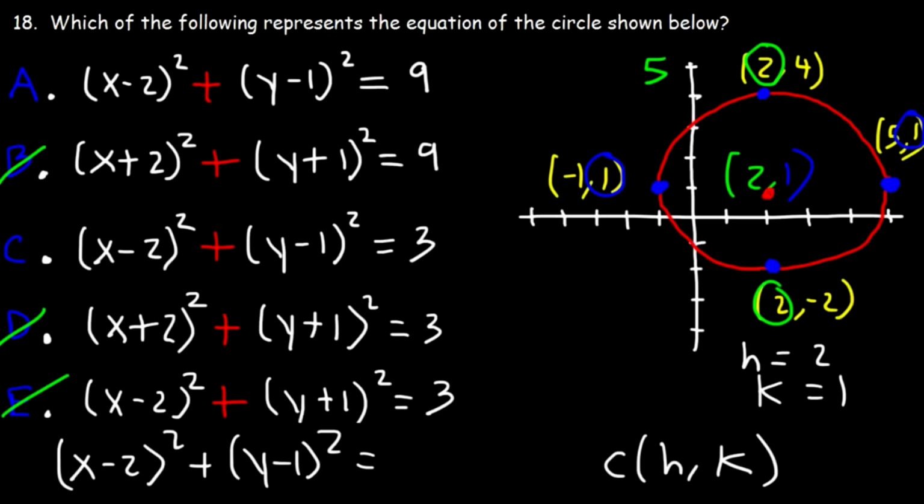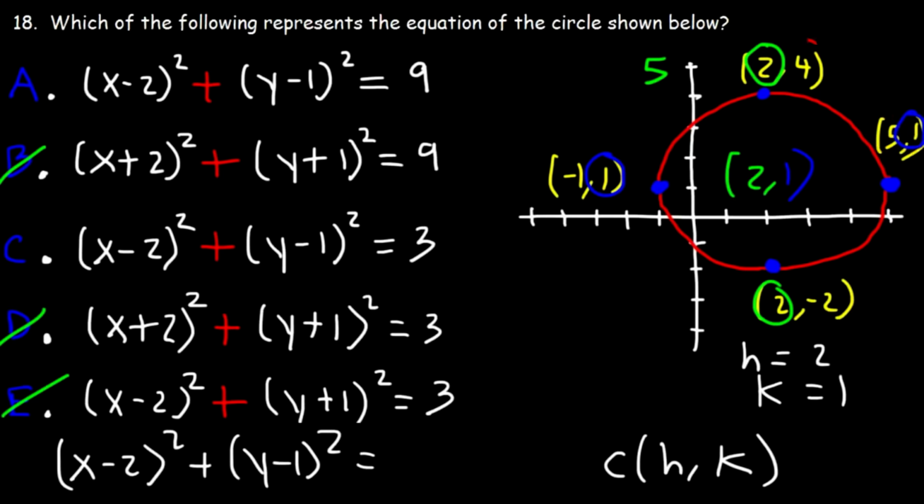Now we got to find the radius of the circle, and to do that, it's pretty much straightforward. Look at the center. How far away is the center from the next point? Notice that it's 3 units apart. You can travel in any direction. It's also 3 units from the point on the left, 3 units from the point on top, and 3 units from the point below it. So we can clearly see that the radius is equal to 3.